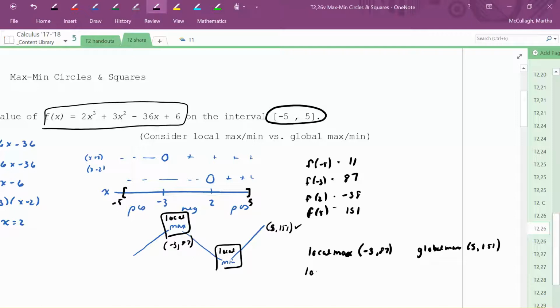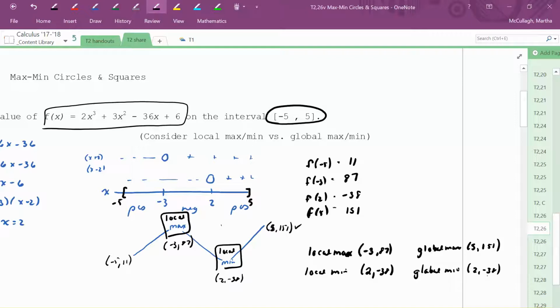My local min is here at 2, -38. But if I look at this point out at -5, I was at a height of 11. This is still lower at my local min than I am out at this end value. So my global min is the same as my local min at 2, -38.